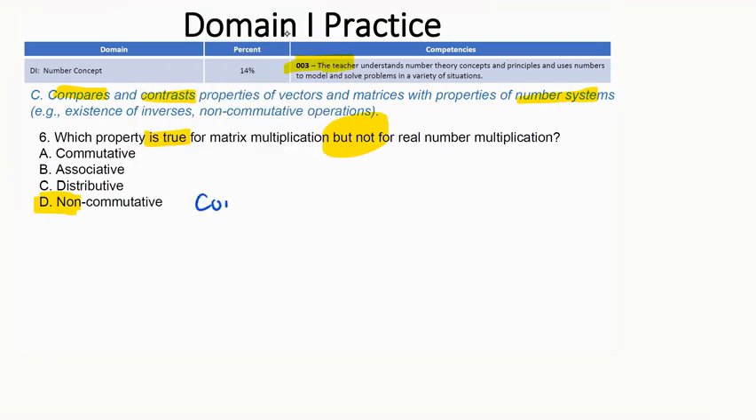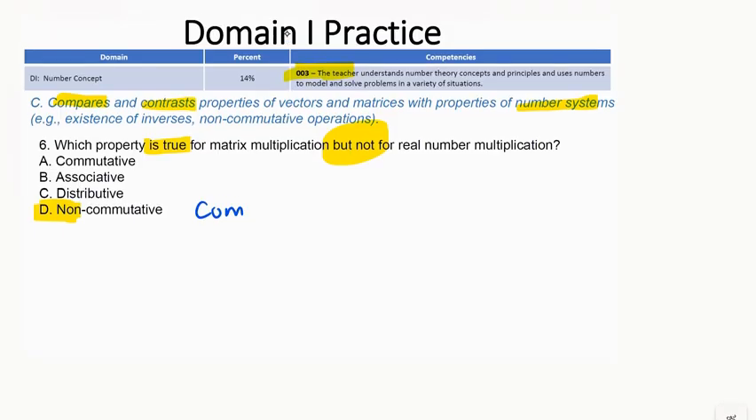Commutative property. Can you give me two numbers, ma'am? 3 and 7. Okay, commutative property.